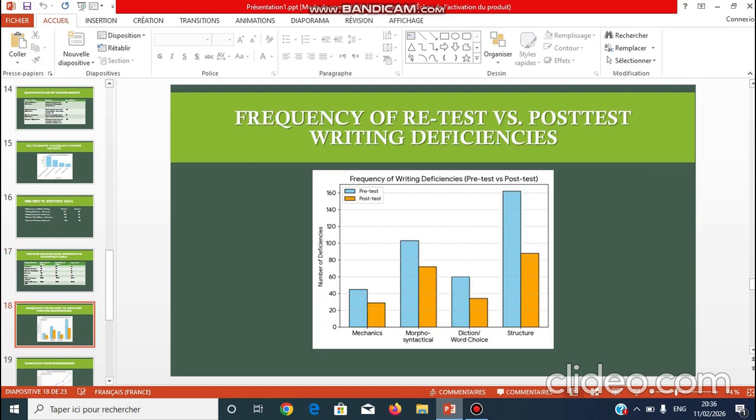The frequency of pre-test versus post-test writing deficiencies. The blue columns, which represent the pre-test deficiencies, are much higher than the red columns, which represent the post-test, which proves that the treatment was beneficial to the students' writing skills.